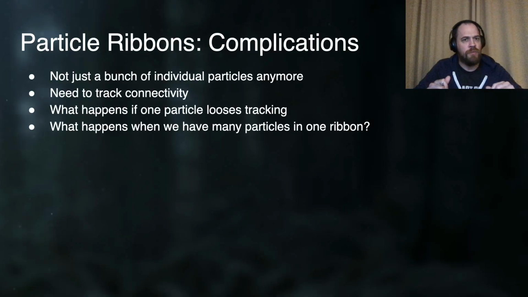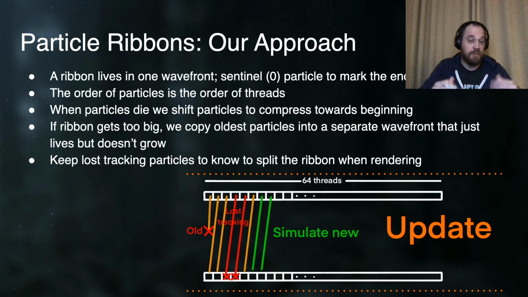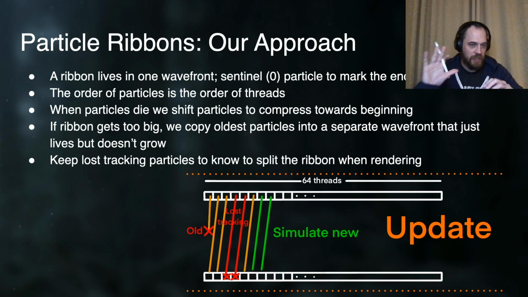Well, ribbons are a little bit more complicated because they're not individual particles. So we need to track a sequence. That sequence has to be in a particular order. We need to track connectivity. What happens if one particle inside of that sequence disappears? What happens if it loses tracking? What if the ribbon becomes too big? So what do we do for, first of all, the sorting part of it? Well, the ribbon just lives in the wavefront. We have 64 threads in the wavefront. If the ribbon becomes too big, we just copy chunks of it into a static wavefront where the ribbon doesn't advance, it just lives there and then dies off and so on.